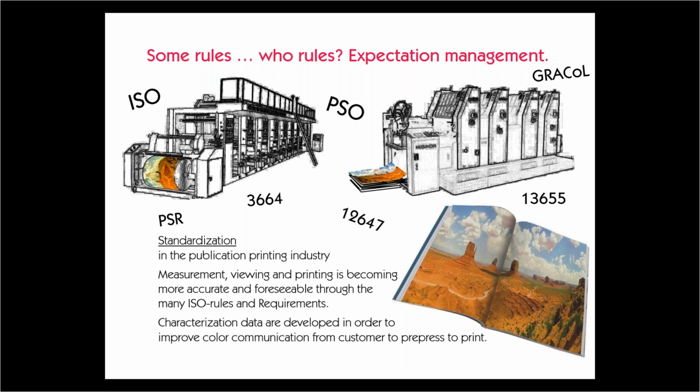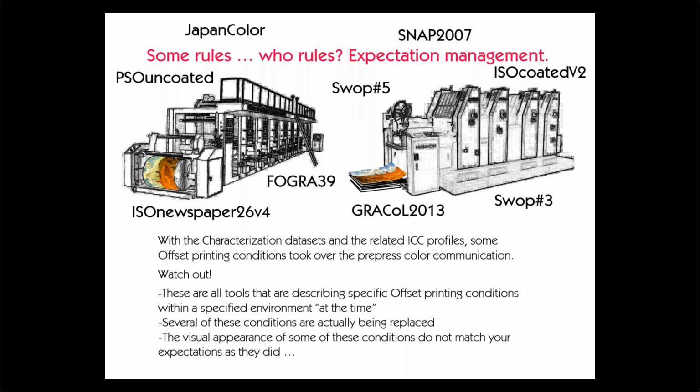So the logical next step was the development of characterization data. Characterization data are tables that are describing the colorimetric result of a specific output or printing condition, independent from the separation. By using these characterization data, prepress was getting a better and easier handling in their retouching work. So the average match between a proof and a printed job was getting better.